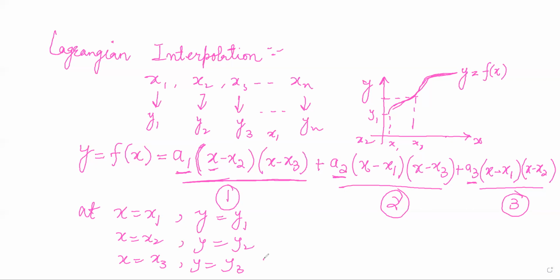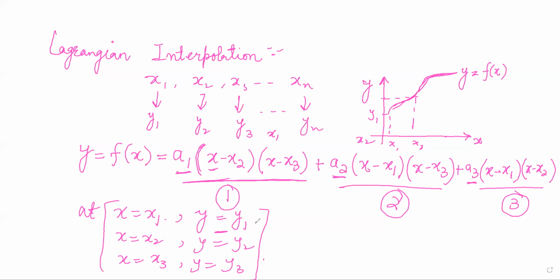At x is equal to x2, the value of y is equal to y2, and at x is equal to x3, the value of y is equal to y3. This is also given to us. This formula we can easily understand, because x1, x2, x3, y1, y2, y3 are given.